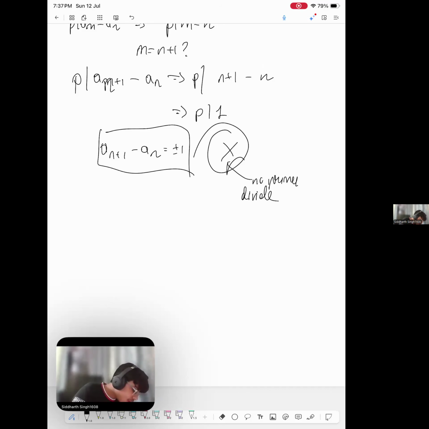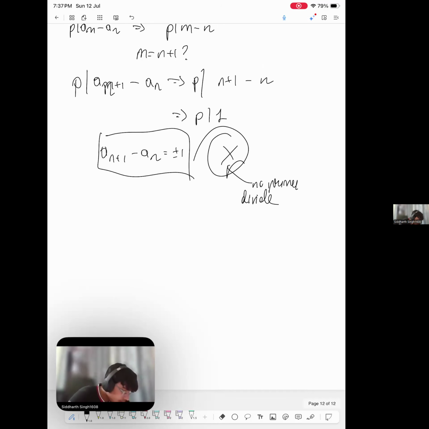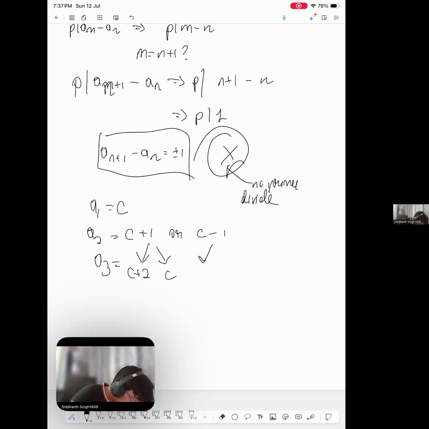Isn't this very beautiful in some sense? Suppose you have some number initially, a1 equal to c. Then a2 would be c plus 1 or c minus 1. And a3 would be say c plus 2, or c, or c minus 2. Interesting. So now you have a very nice structure about the problem entirely.